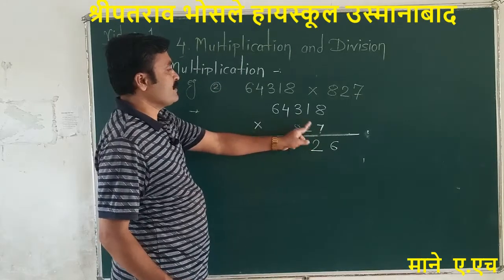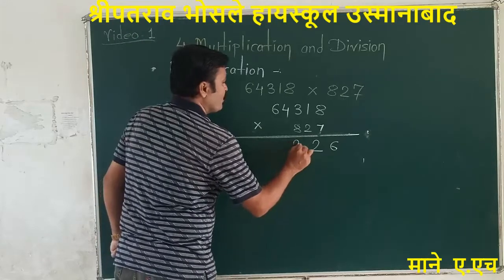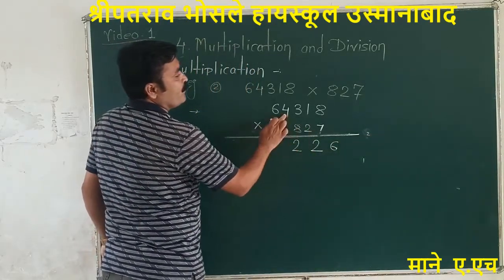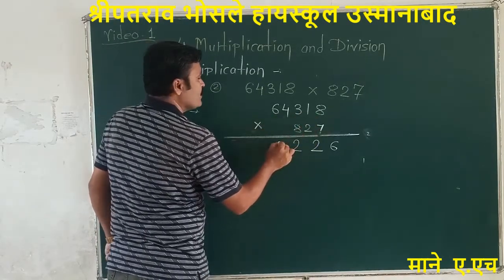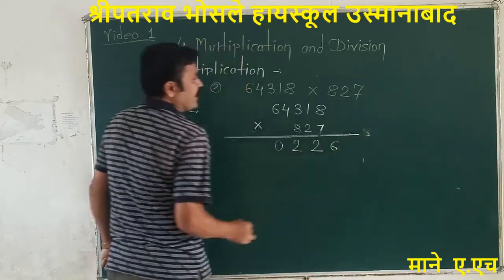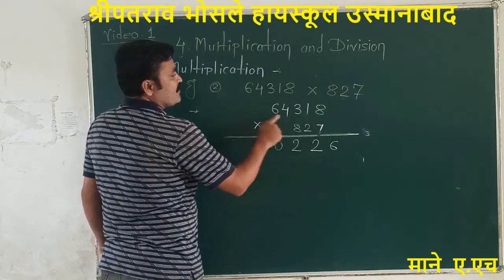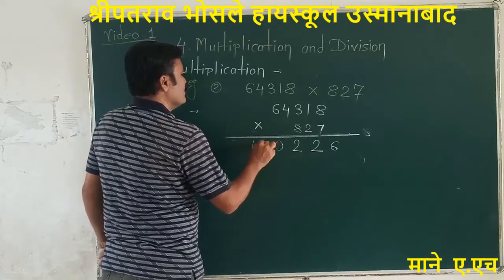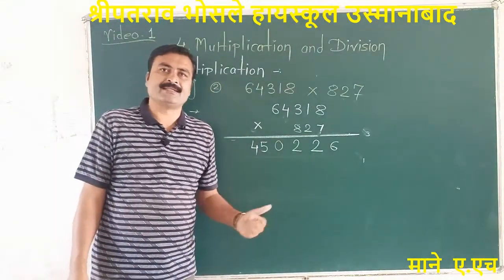7 into 3, 7 3s are 21, plus 1, 22. So for 22 we write here 2, 2 taken as carry. 7 into 4, 7 4s are 28, plus 2, 30. For 30 we write here 0, 3 taken as carry. Next 7 into 6, 7 6s are 42, plus 3, 45. So we write 45 as it is.